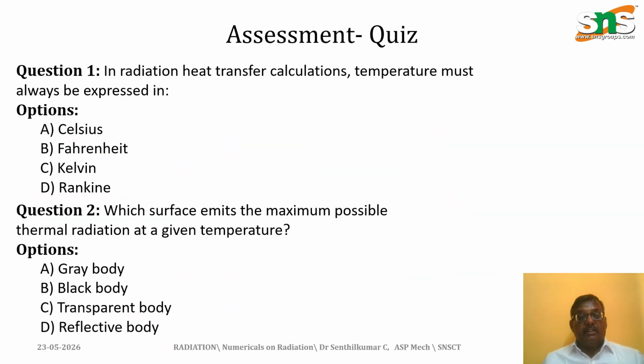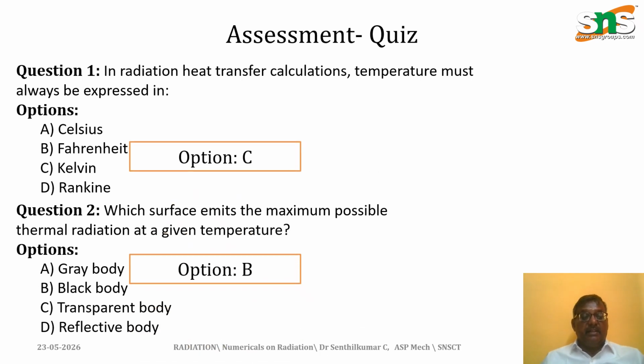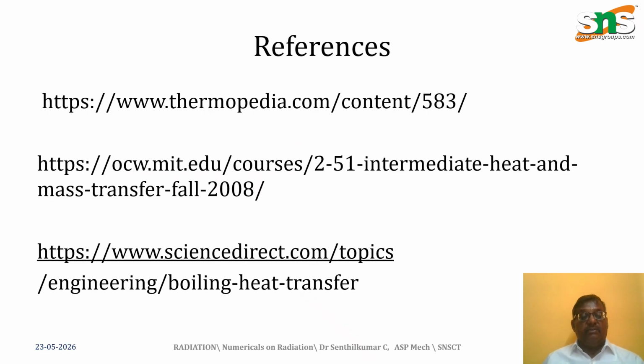Coming to the assessment questions on this topic, let me see one by one. In radiation heat transfer calculation, temperature must always be expressed in Kelvin. Which surface emits the maximum possible thermal radiation at a given temperature? That is a black body.